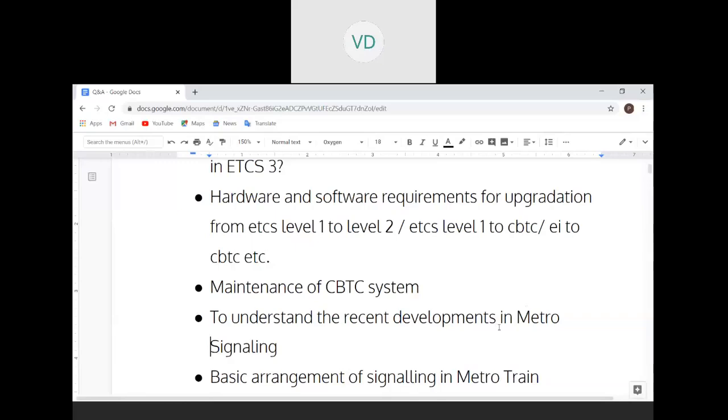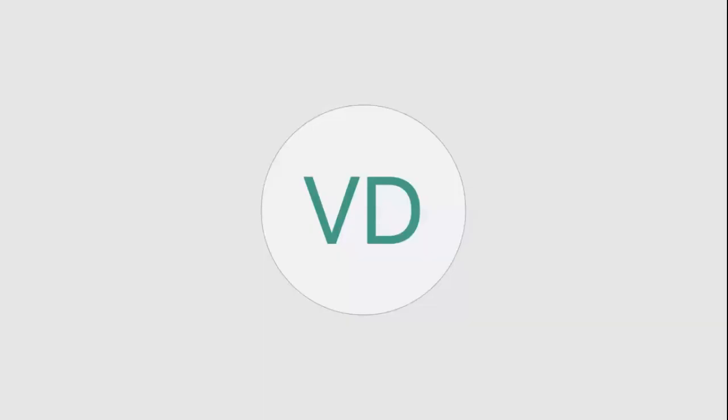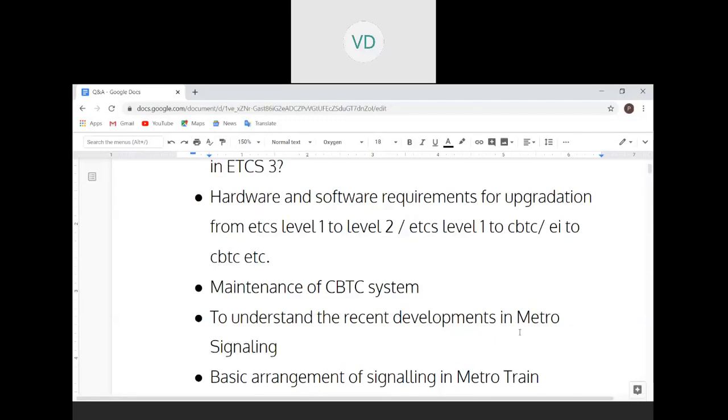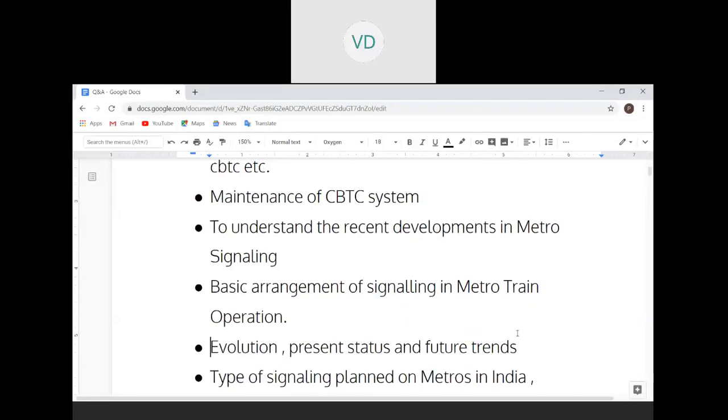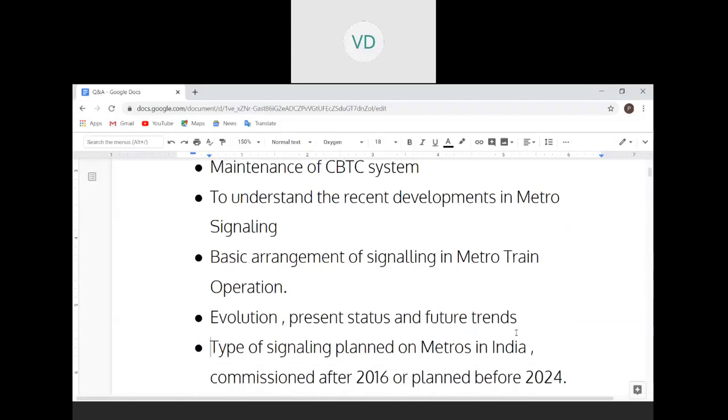To understand recent developments in metro signaling: CBTC is the current one. CBTC today works with Wi-Fi radio, which is the citizen band, a free band, either 2.4 or 5.5 GHz. But there are some issues coming up due to interference from other operators. So now they are trying LTE on CBTC, and of course LTE is being tried for ETCS also. So that is one development. The communication medium is being changed from Wi-Fi radio to LTE.